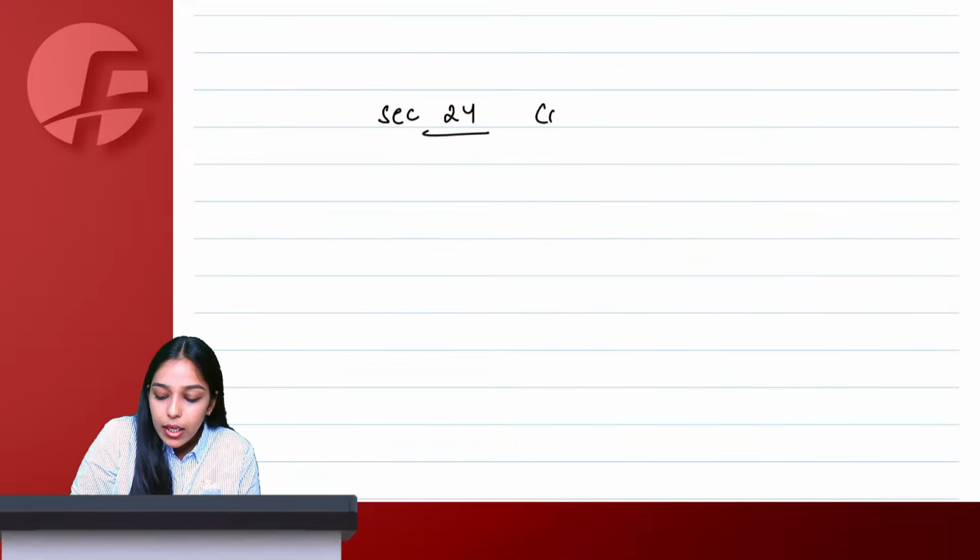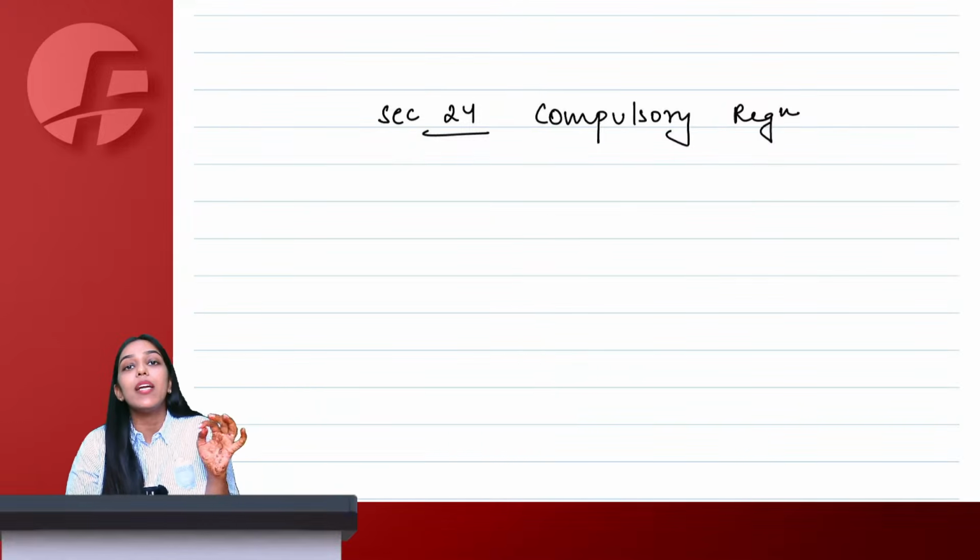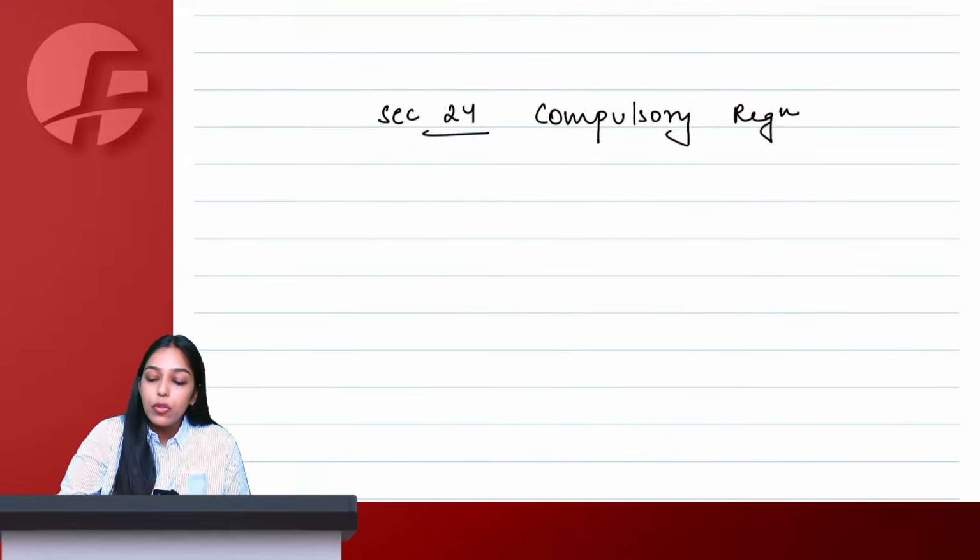Section 24 talks about compulsory registration. There are some people who will always have to take compulsory registration under GST irrespective of their turnover. Whether their turnover is even 2 rupees, they will still have to take registration under GST.